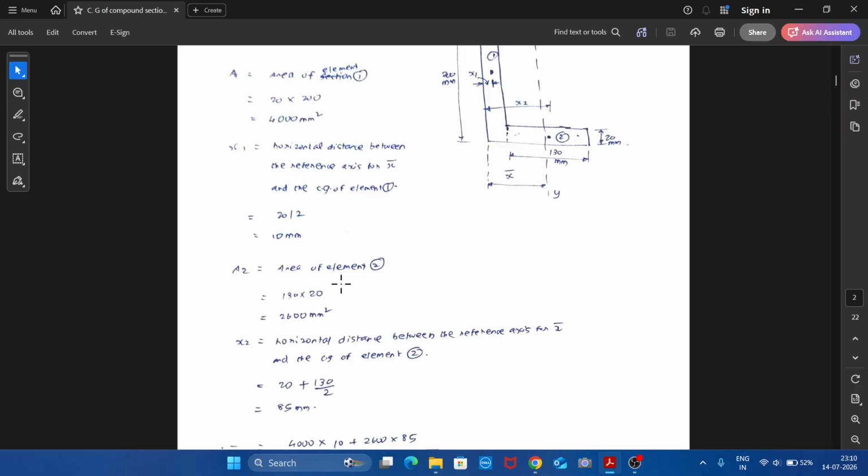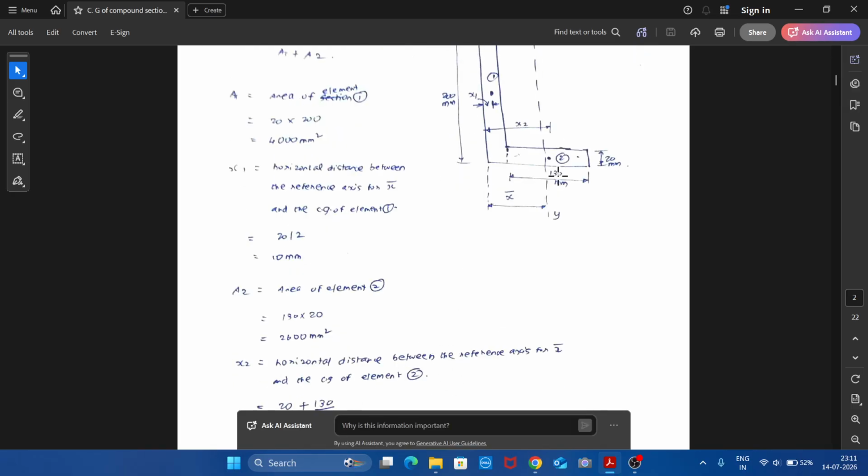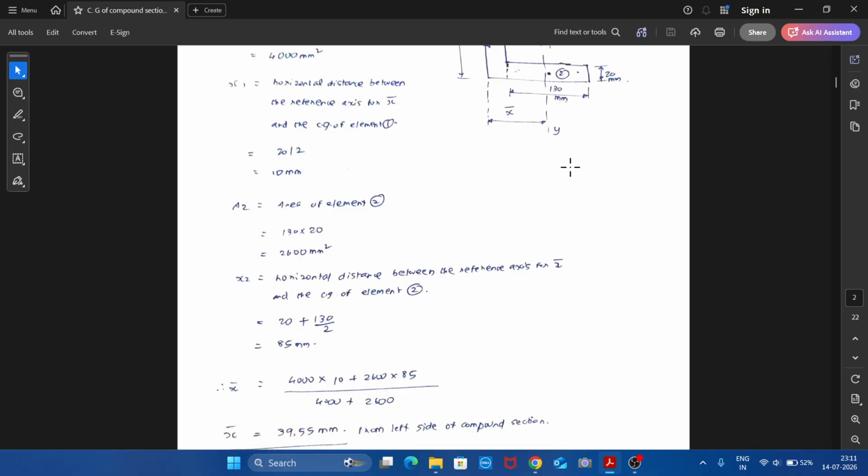And x2, the definition is x2 is the horizontal distance from the reference axis for x bar to the CG of element 2. So here, to find that, first we should find the distance which is available clearly from the reference axis. Say here clear distance we have 20 mm, and from this 130 mm, the CG will be at 130 divided by 2. Therefore, 130 divided by 2 will be the distance from here to here. And here we have clear distance of 20 mm.